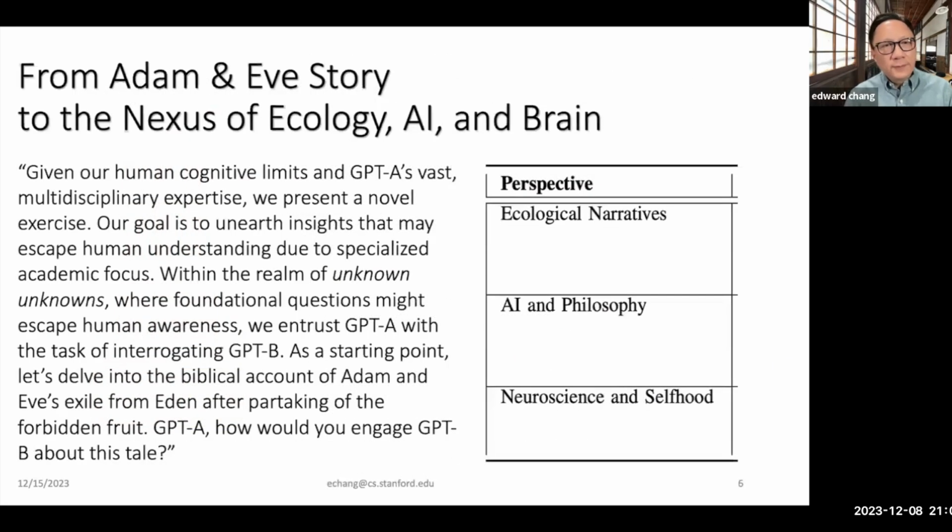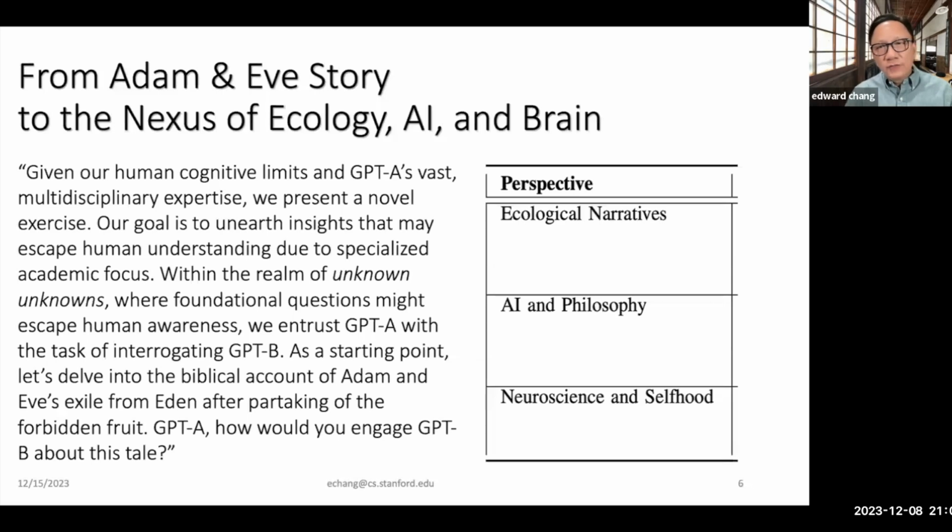This is one example from one of our early articles. We have these 2 GPT agents, one called GPT-A and GPT-B the other. We asked, can you conduct a discussion on the subject of Adam and Eve? And we'd like to encourage you to explore some unknowns. On the left-hand side was our prompt.